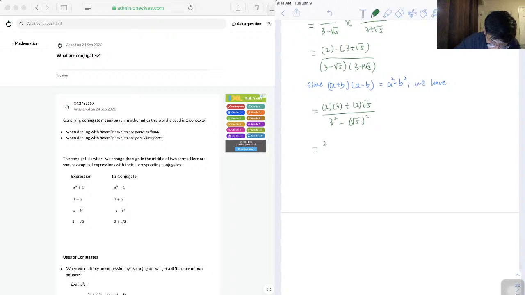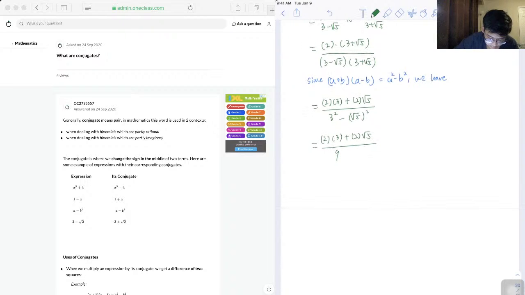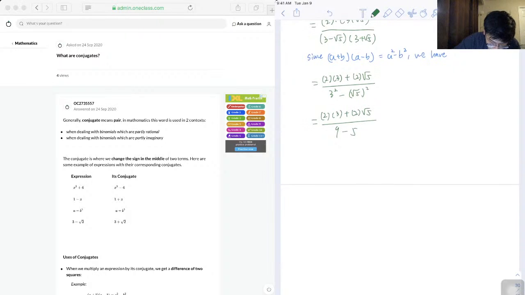So we got 2 times 3 plus 2 times 0.5. 3 squared is 9. And the square of 0.5 is 0.25. So our denominator becomes 4.